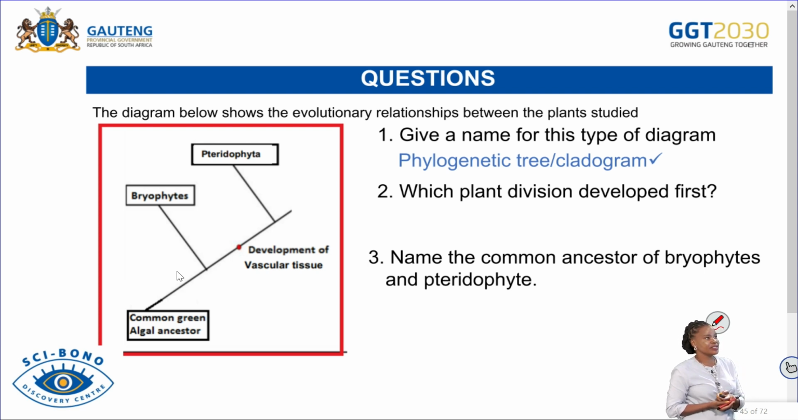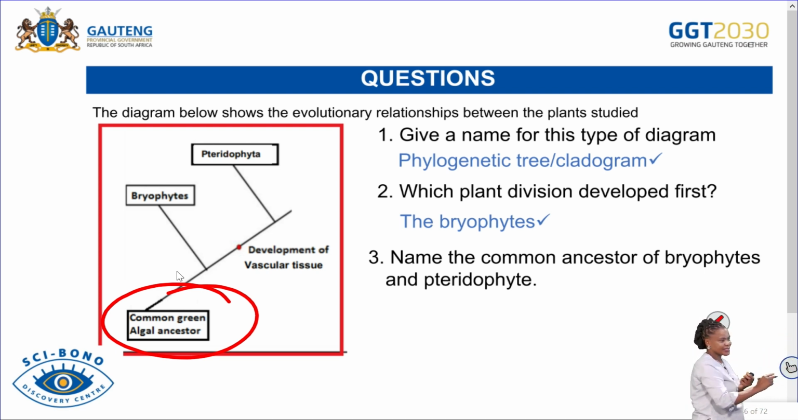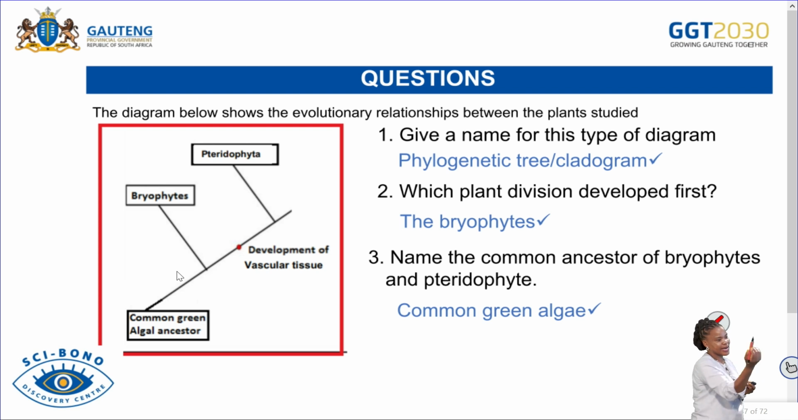Which plant division developed first? Which plant division developed first from the common ancestor? It is the bryophytes. Name the common ancestor of the bryophytes and pteridophyte. What is the common ancestor? So these are the answers, you just take the answers and write them on your answer sheets. The common ancestor of both bryophytes and pteridophytes is the green algal ancestor, or the green algae.